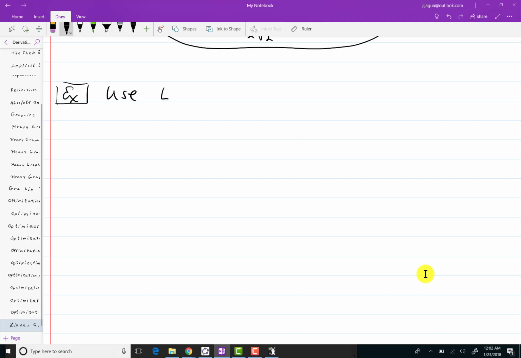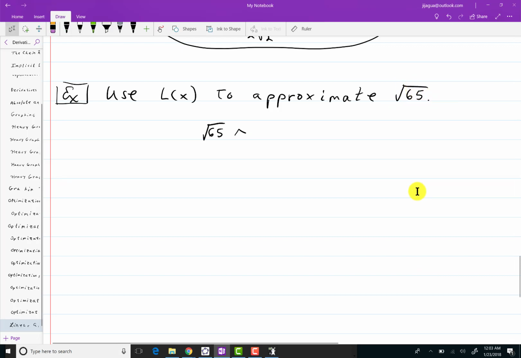Use L of x to approximate the square root of 65. If I want to approximate this, what I want to get is the square root of 65 is approximately equal to something. And I don't want to go to the calculator just yet. Let's first calculate the L of x.